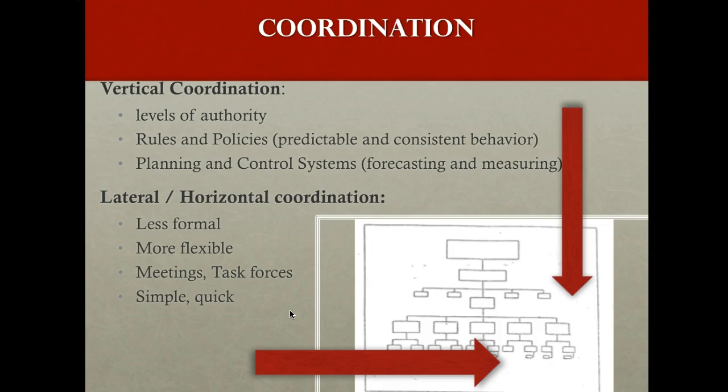Whereas lateral horizontal coordination is much less formal, it's more flexible. This goes along the same people that are in the same place within the hierarchy of an organization. So a lot of times this means meetings or task forces. These should be simple and quick, and lateral has much more benefits when the environment is turbulent, whereas vertical when the environment is less turbulent and more stable.